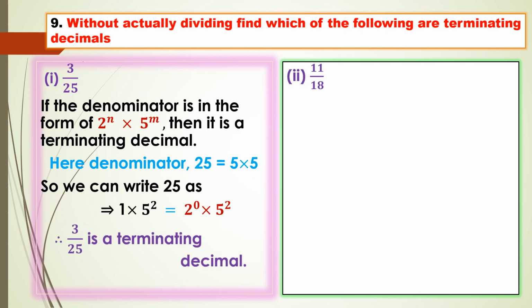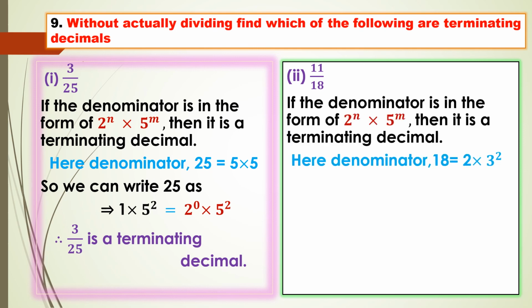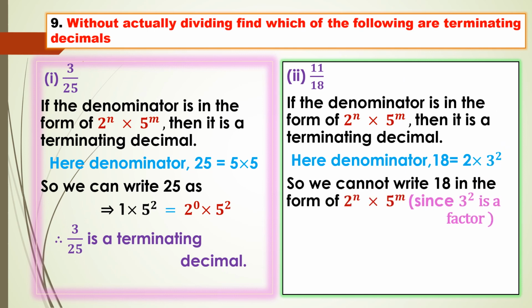Next question, 11 by 18. First you should do the prime factorization of 18. Prime factorization of 18 is 2 into 3 square. Here another friend came, 3 square, 9. You should check with the numerator 11, but 11 is not divisible by 9, so this 3 square will stay as it is. So it is not a terminating decimal because it is not in the form of this one. If only 2 is there, then it is okay, we can put 5 power 0, but here 3 square is there, we cannot put. So it is a non-terminating decimal. Clear? So let us go to the next problem.